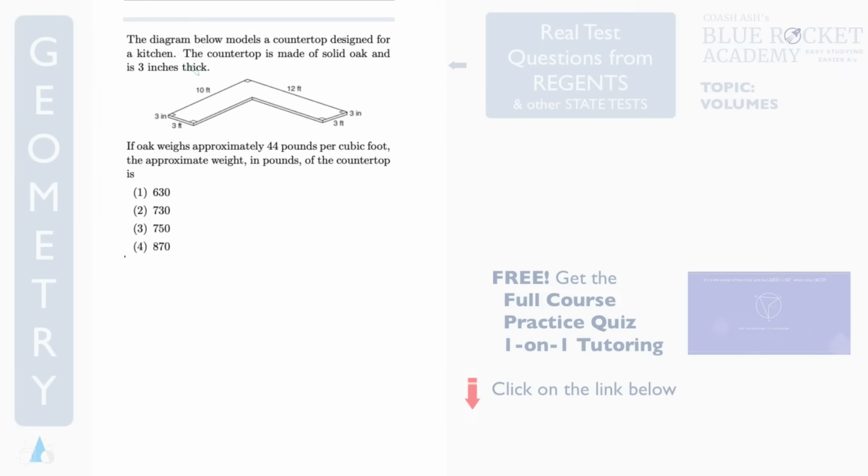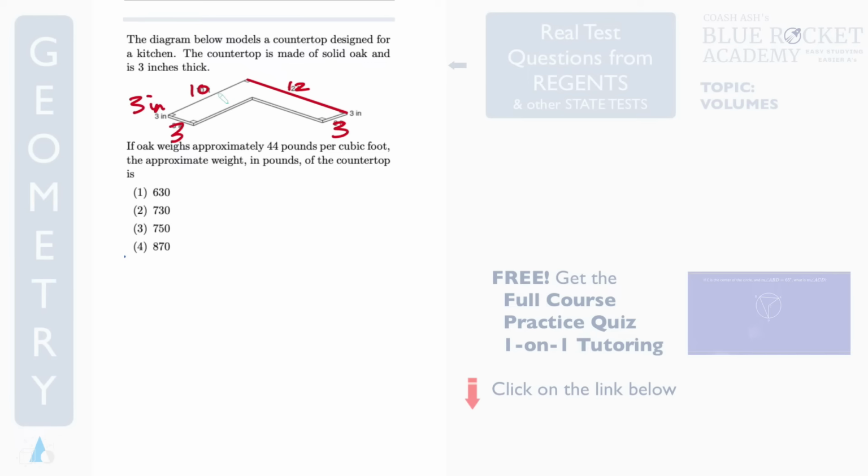Okay, let's try to solve this problem. This problem is actually very interesting. This length here is given to be 10, in case you cannot see this, and then this length over here is given to be 3, and this length over here is given to be 12. Of course this is 3, and then this thin part over here is 3 inches.